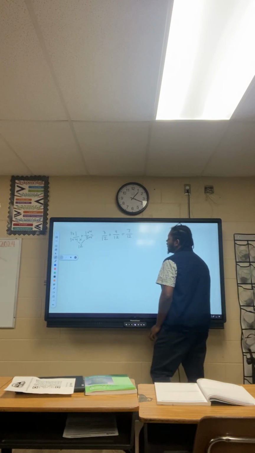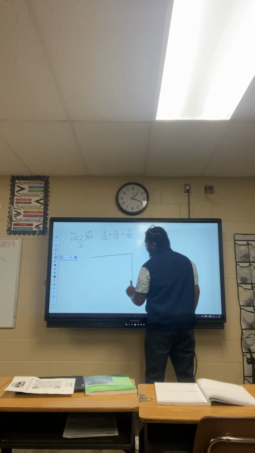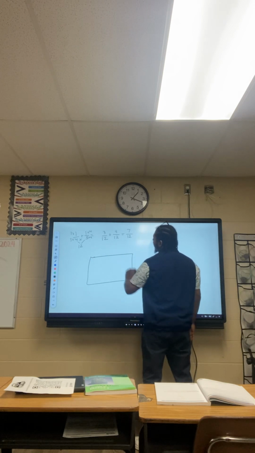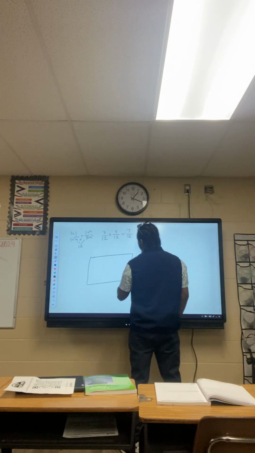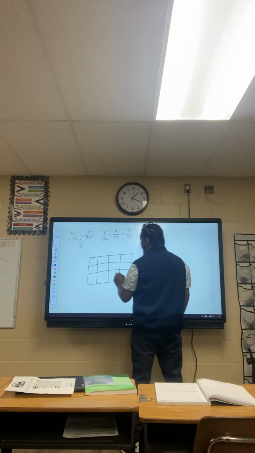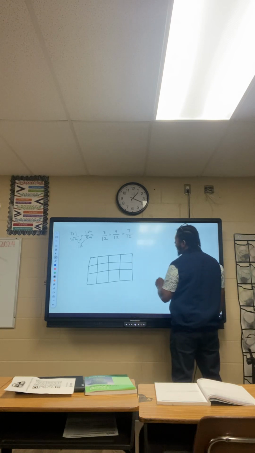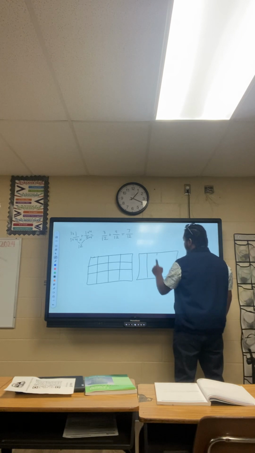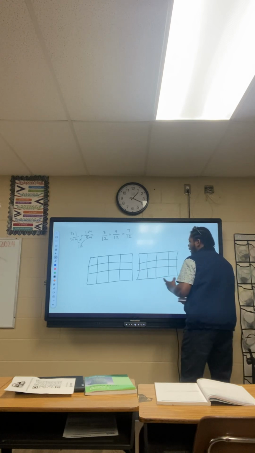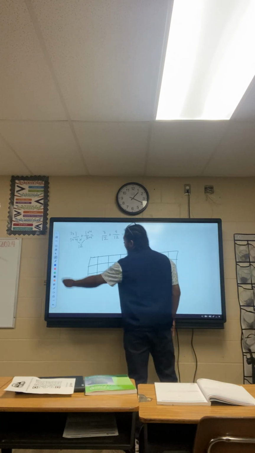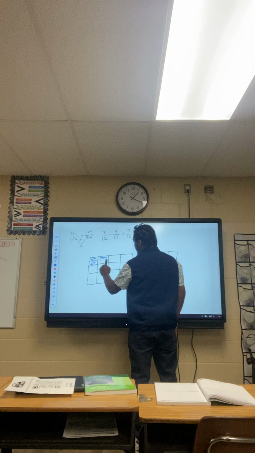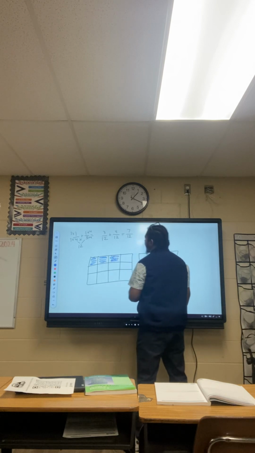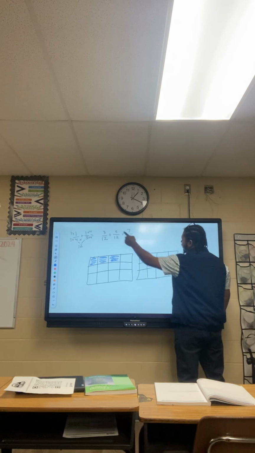So here's how we make our rectangular fractional model. So we're going to make a rectangle, and we need to have 12 boxes in there. So we're going to go 3 over here and 4. So we have 12 boxes. For this one, we're also going to have 12 boxes because of our denominator. So we have 12 boxes. For the first one, we're going to fill in 3. And for the second one, out of our 12, we're going to fill in 4.